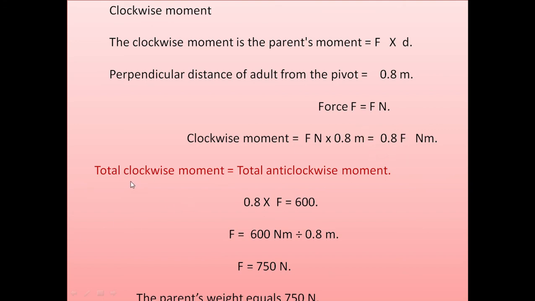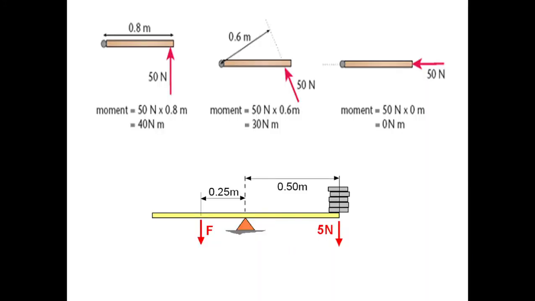The total clockwise moment is equal to the total anti-clockwise moment. So 0.8 into F equals 600 Newton meters. You have to divide 600 Newton meters by 0.8, then you get 750 Newton. So the parent's weight equals 750 Newton. Now look at these pictures.